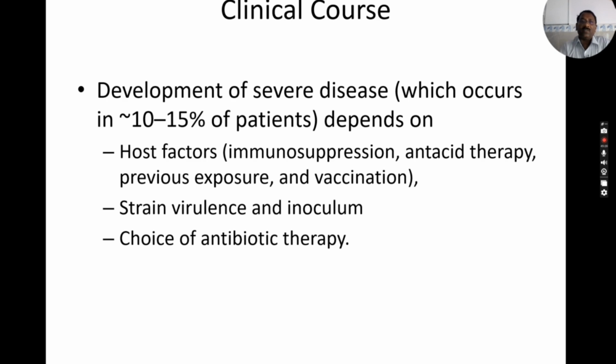Development of the very severe disease occurs in about 10 to 15% of the patients. It depends on the host factors like your immunosuppression, antacid therapy, previous exposure and the vaccination. Strain virulence: when the strain is very much virulent, definitely most of the people will have the infections. And choice of the antibiotic therapy: if it is the wrong antibiotic, the antibiotic is resistant, so the fever will persist.